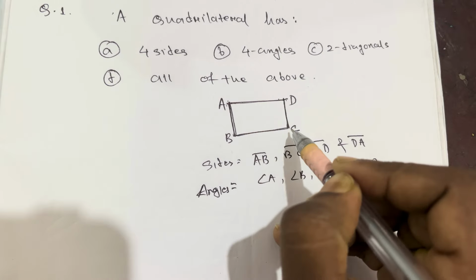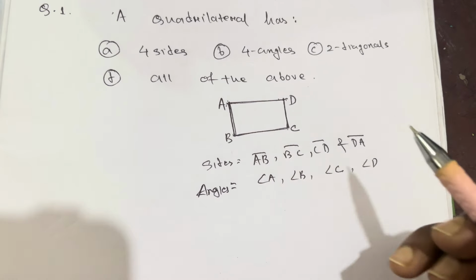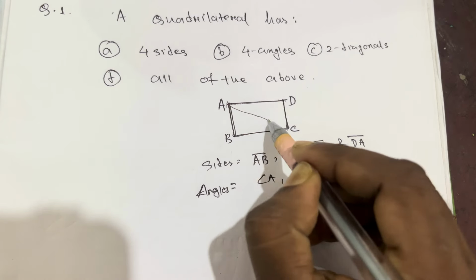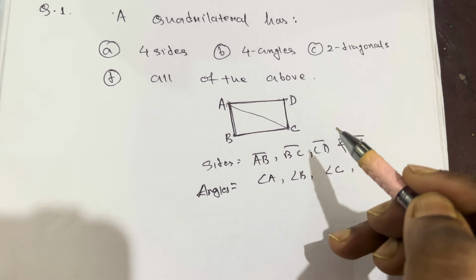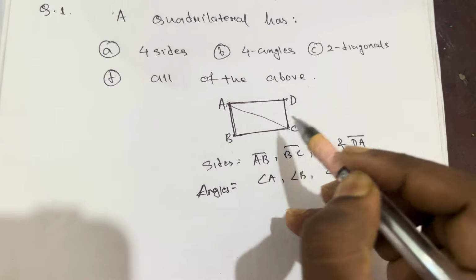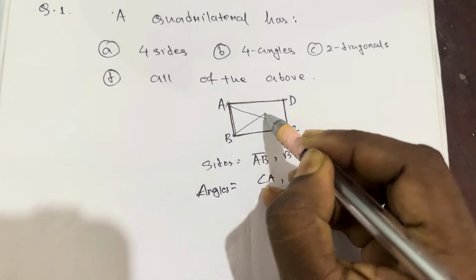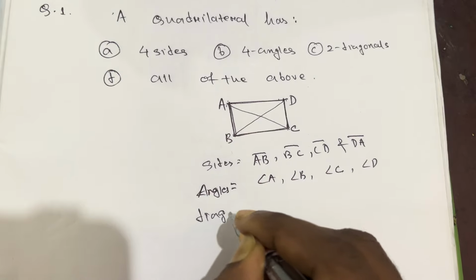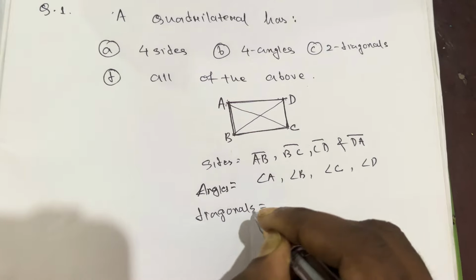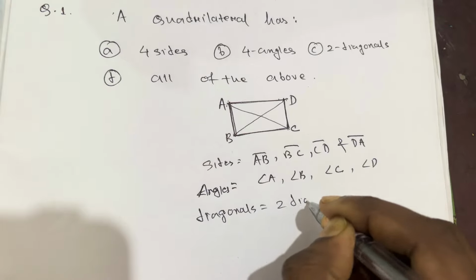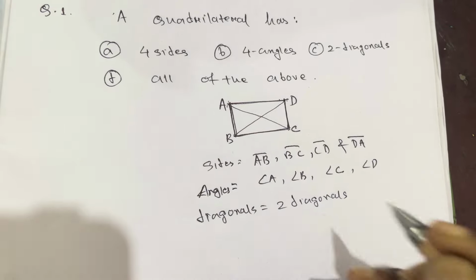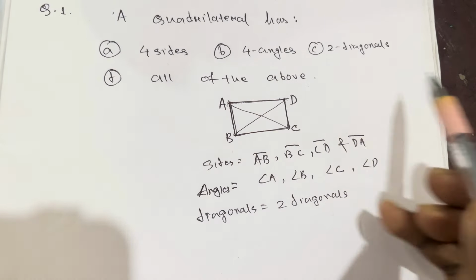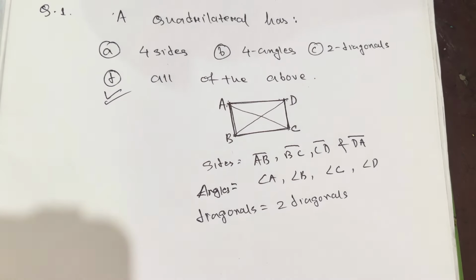So that's why C is the non-adjacent vertex of A. If you join A and C, you will get a direct road between A and C. So AC is a diagonal. And for B, if you join B with D, you will get another diagonal. So a quadrilateral has how many diagonals? Two diagonals. So a quadrilateral has four sides, four angles, two diagonals. All of the above, so option D is correct.